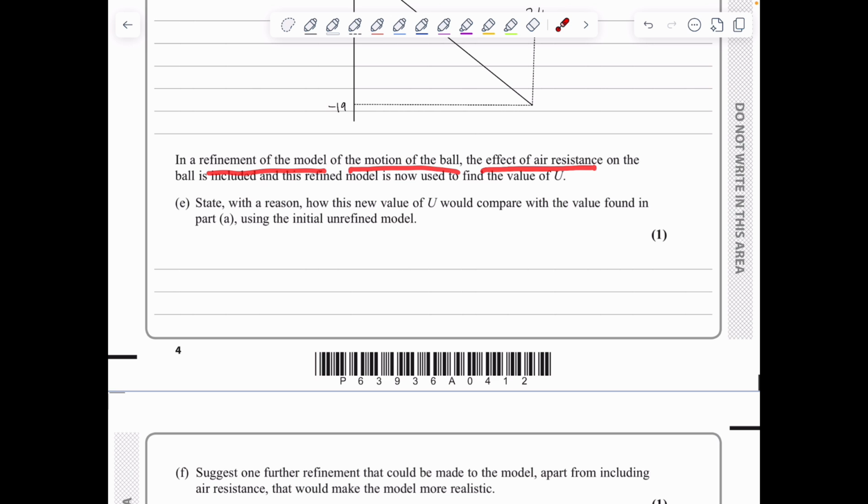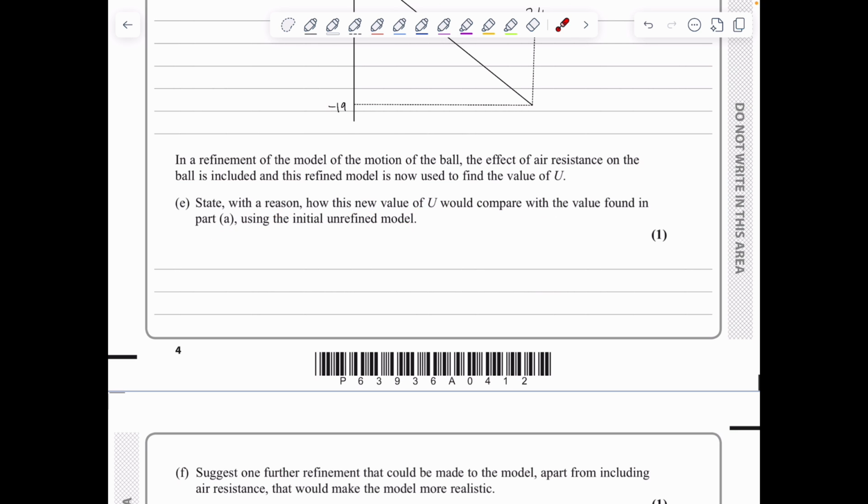Now, in a refinement of the model of the motion of the ball, the effect of air resistance on the ball is included, and this refined model is now used to find the value of capital U. Now we need to state with the reason how this new value of U would compare with the value we found in part A using the initial unrefined model.